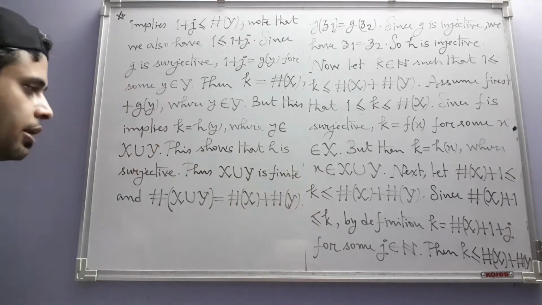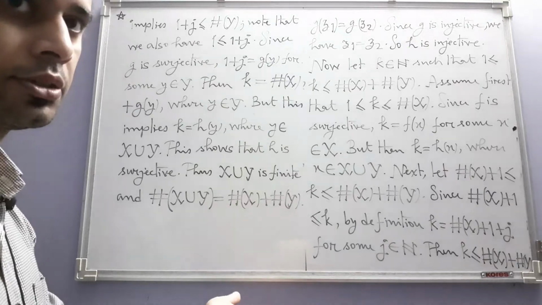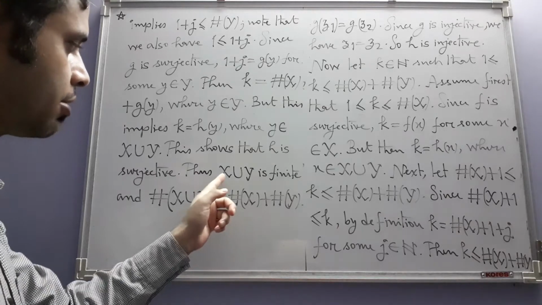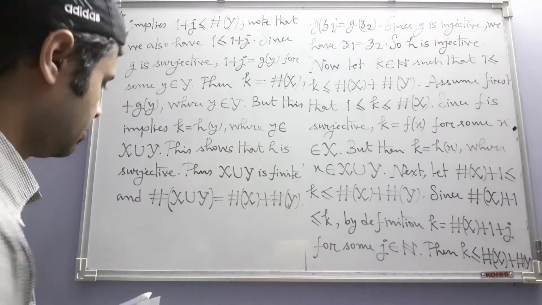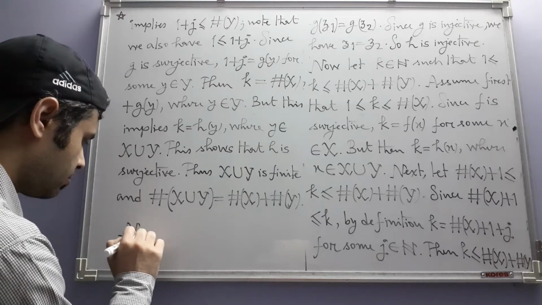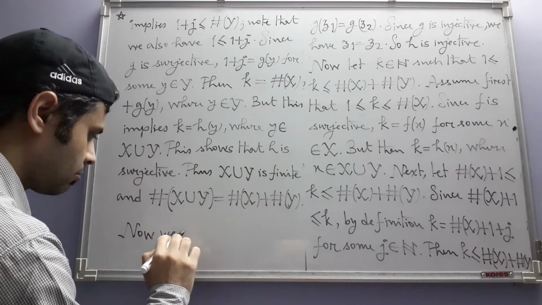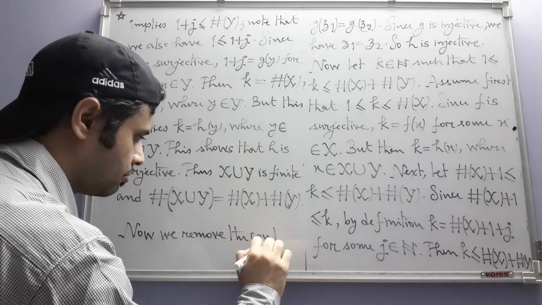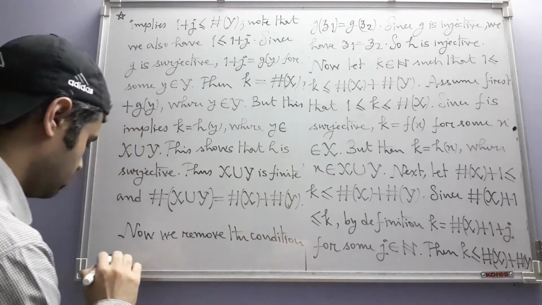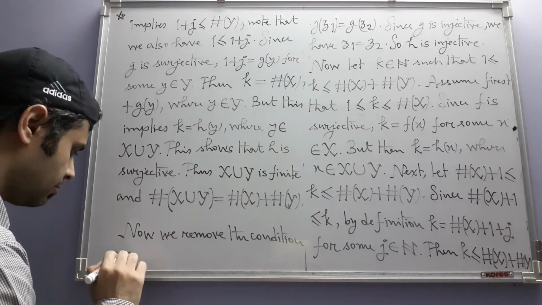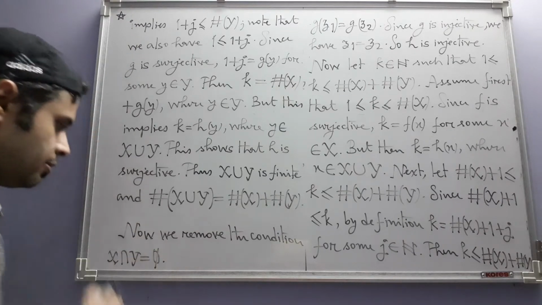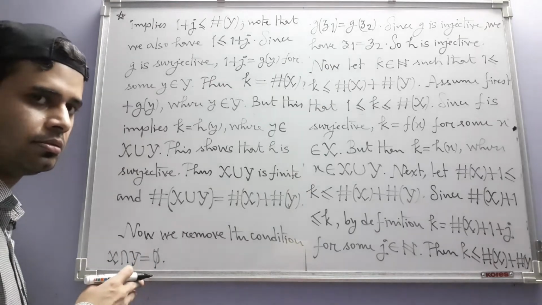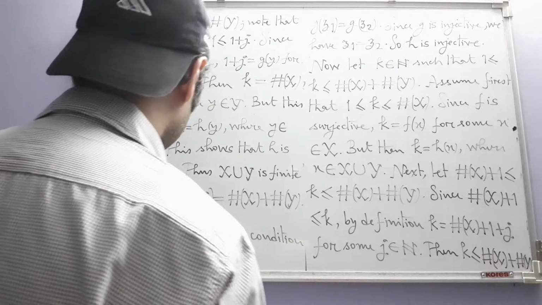And so we have proved the special case first, and now we are going to go to the general case. Note that the job is not done yet. We still have to consider the case where X and Y are not necessarily disjoint. Now we remove the condition that X and Y are disjoint. That is, now they are general sets. There may be a non-empty intersection between them.